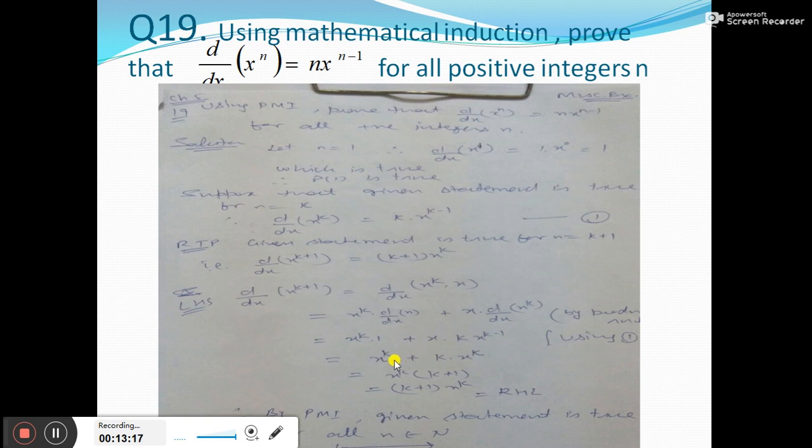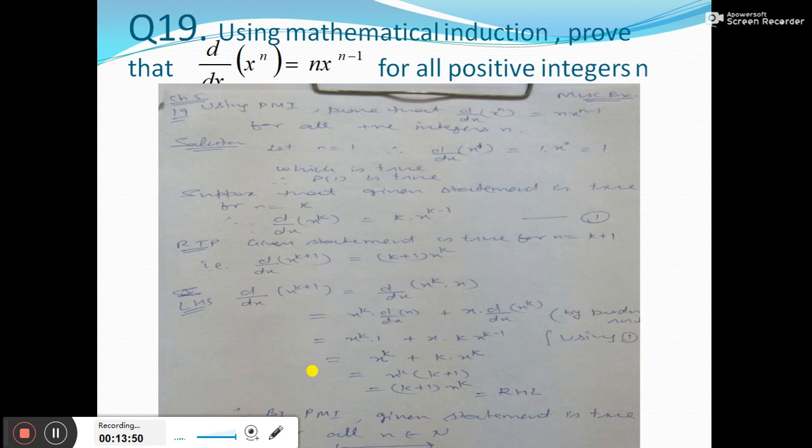We get x power k plus k into x power k, and then x power k is common into x plus 1. Therefore, x plus k plus 1 into x power k, that is equal to right hand side of this. And therefore, by PMI, we can say that the given statement is true for all n belongs to N. This is the sum number 19.